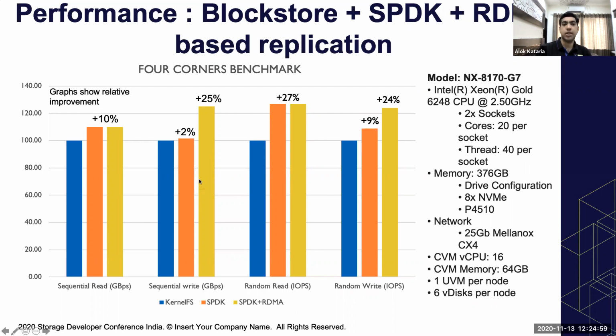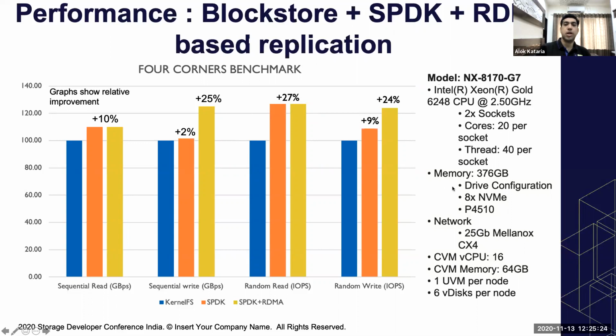On this first slide, I'm going to talk about the improvements we have got with the changes that were done in the CVM or the controller VM. So essentially, that entails the improvements we got because of Blockstore, SPDK, and the RDMA-based replication code path. This chart shows, on the right-hand side, the physical as well as the CVM configuration.